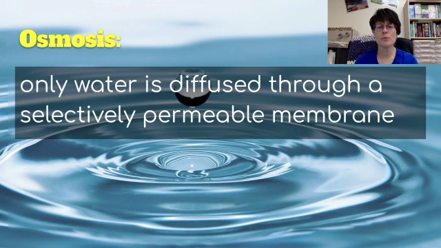And this is important for the process of osmosis. This is a special type of diffusion where only water is diffused through a selectively permeable membrane. So it only allows water to go in and out, not other materials. If water goes in, that cell will swell, and if it leaves, that cell will shrink.